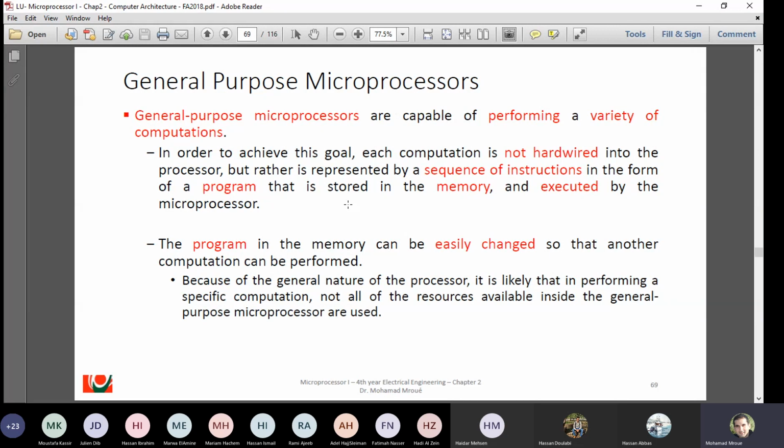We'll see the details later. The program and the memory can be easily changed so that another computation can be performed, and because of the general nature of the processor, it's likely that in performing a specific computation, not all of the resources available inside the general purpose microprocessor are used. Now the difference between a dedicated and a general purpose microprocessor is that with a general purpose one, I have resources and a set of instructions. When you write code, you don't necessarily use all the instructions.